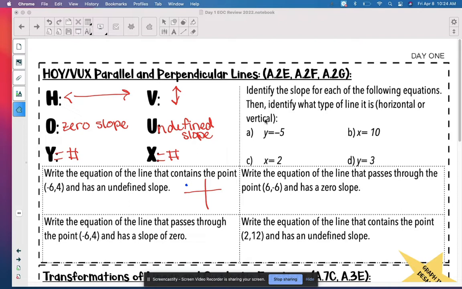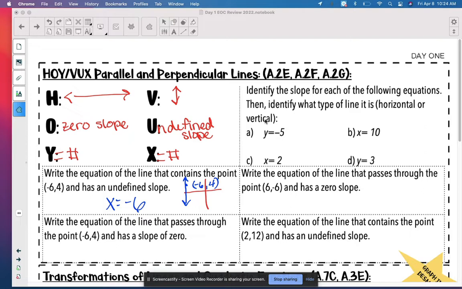It's telling me that it has an undefined slope, so vertical line. And we're looking to see which x value this line goes through. And if we recall, on our point -6, 4, the x value this line is going through is at -6. So that is how we can write the equation of this line.